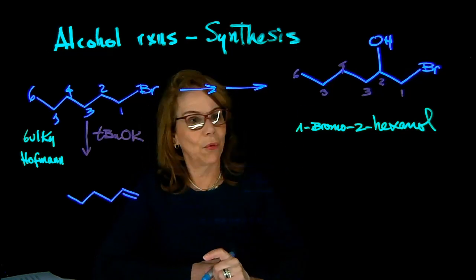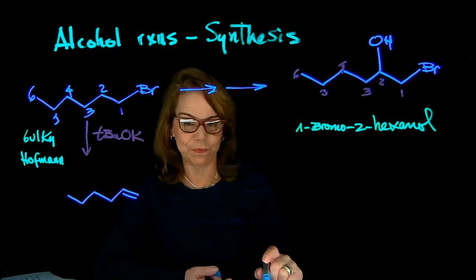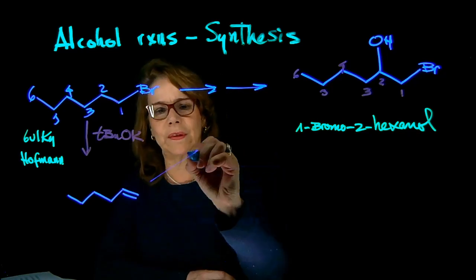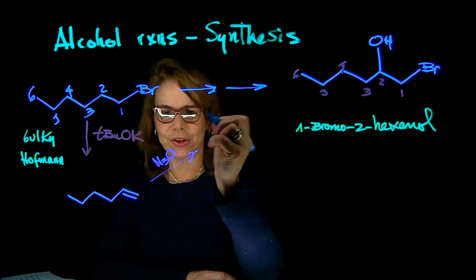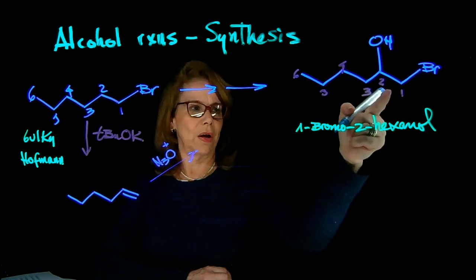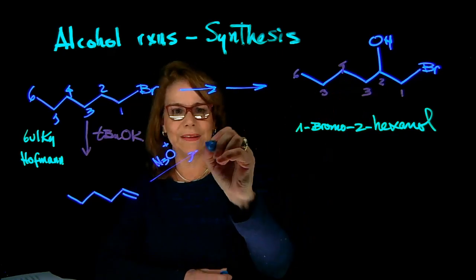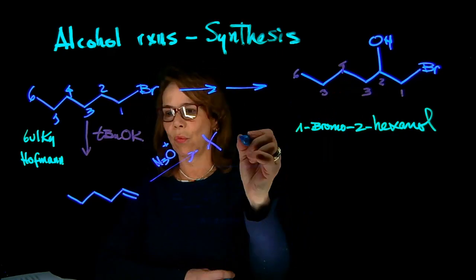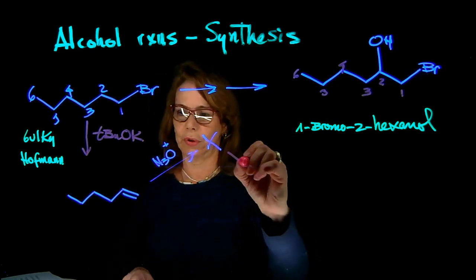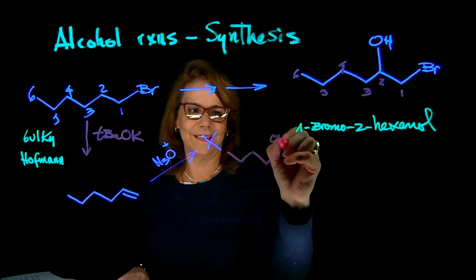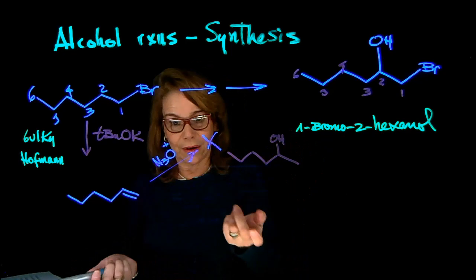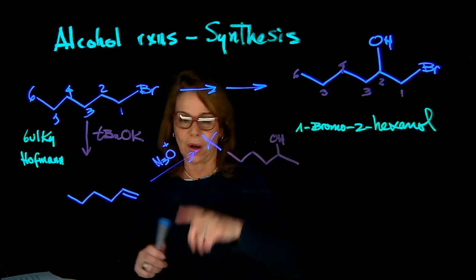So we cannot do hydration because that will not introduce the bromine. So that path, hydration, is not what we want, because we would have H here and OH there, and that way we will not have what we want. If you did a hydration, you will get this in the Markovnikov case. In the anti-Markovnikov, you will get a terminal product, so that's not what you want. We cannot go that path.